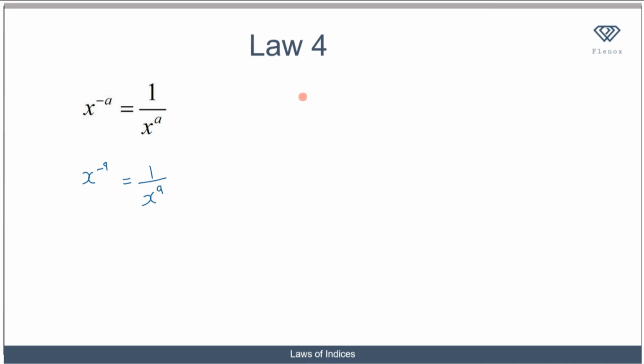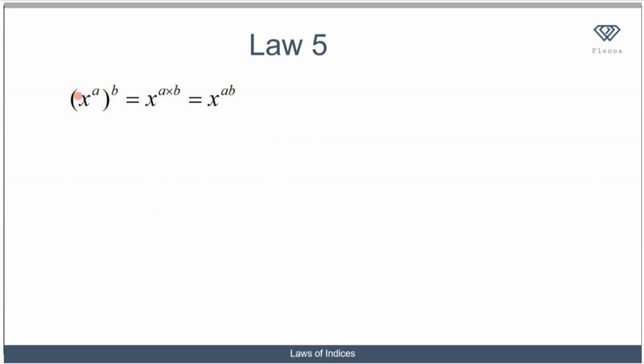So for example, if I'm giving something like 7 to the power of minus 3, I know that this is the same thing as writing the reciprocal, then I take away the minus sign: 1 over 7 raised to the power 3. Similarly, if I have 3 raised to the power minus 4 over 3, I know that this is the same thing as writing 1 over 3 raised to the power 4 over 3. So that is all about the fourth law.